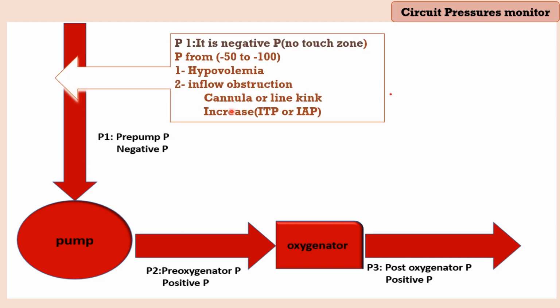P1 is a negative pressure, which is a non-touch zone. We can't open the circuit in these parts. It ranges from -50 to -100. It will become more negative in hypovolemia, or if there is inflow obstruction like a cannula or line kink, or increased intra-abdominal and intrathoracic pressure.